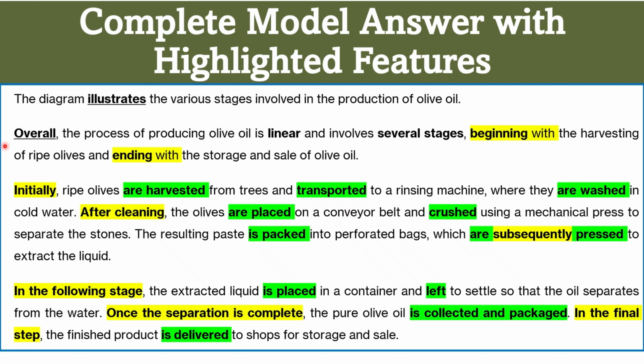The word overall is used to begin the overview paragraph, which gives a general summary of the entire process. This word signals to the examiner that you are starting your overview, which is essential for a good task achievement score. As you prepare your own Task 1 answers, try to use a mix of these sequencing phrases and passive verb structures to meet the expectations of a high-scoring response.